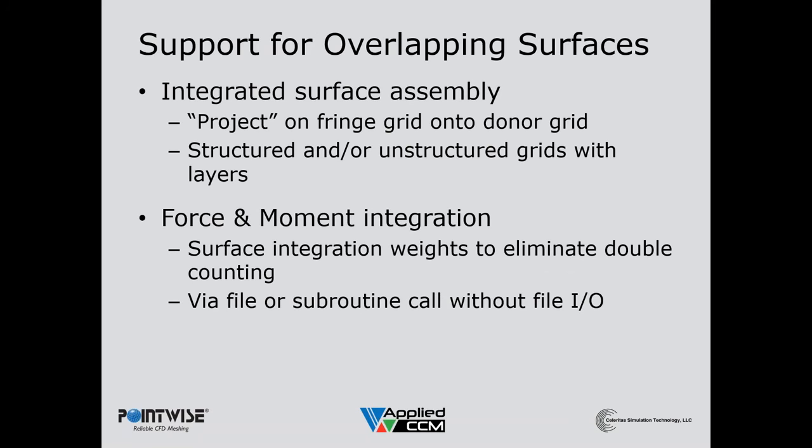Suggar++ also provides support for overlapping surface meshes. The first part of this we call surface assembly. This projects the fringe grid onto the donor grid so we can obtain correct interpolations near the body. This works with structured grids and also unstructured grids with layers. In addition, if you need to compute force and moments by integrating on the overlapping surfaces, you need to eliminate the double counting that would result. Suggar++ computes weights that you can use in the surface integration to provide accurate integrated values.